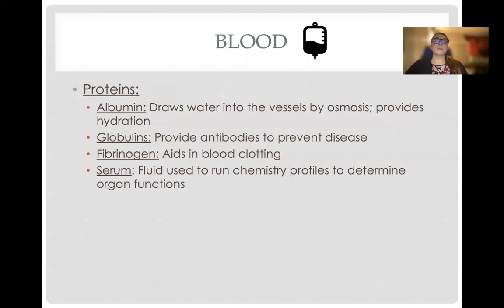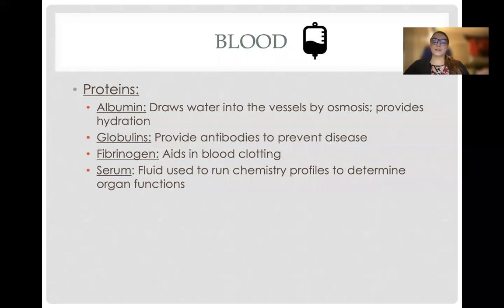Some more components of the blood. We're going to see several proteins in the blood, such as albumin, globulin, fibrinogen, and serum. Albumin is going to help draw water into the vessels by a process that we call osmosis, so it's going to help provide hydration for the body. Globulin is going to provide antibodies to help prevent disease. Fibrinogen is also a protein that's going to aid in blood clotting. And serum is actually the fluid that we're going to use to run chemistry profiles to determine organ functions.